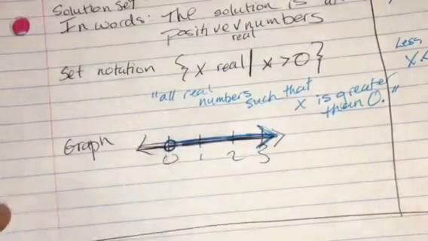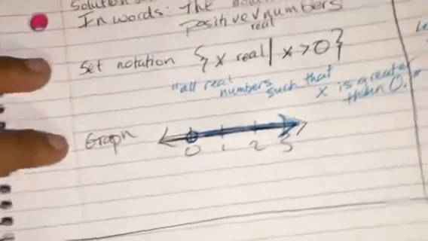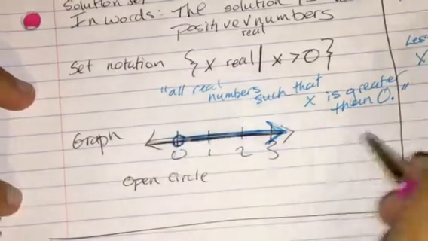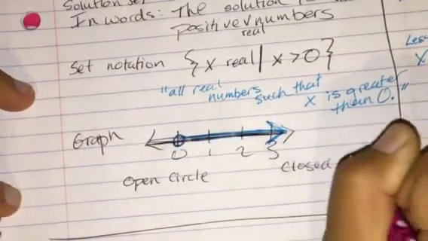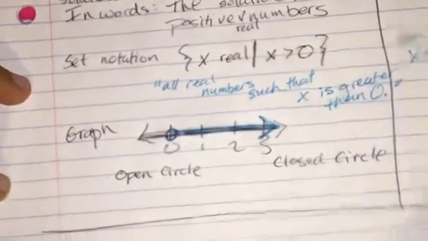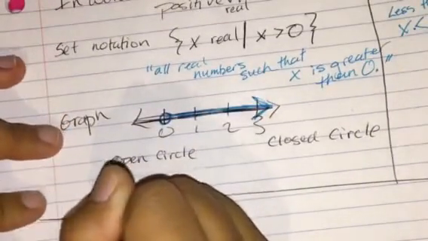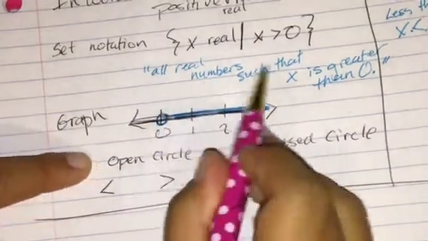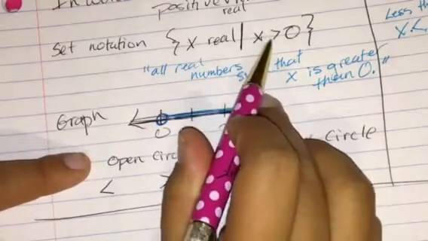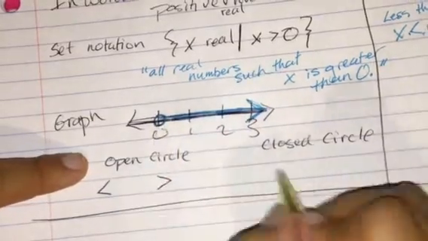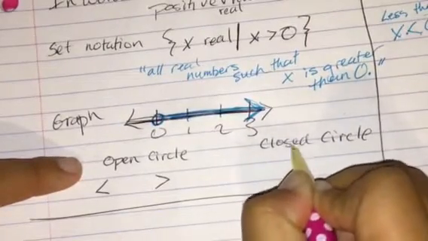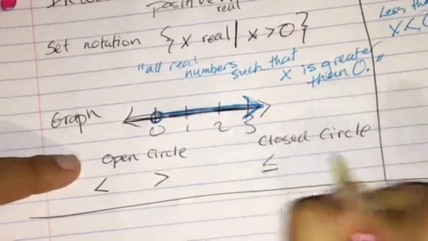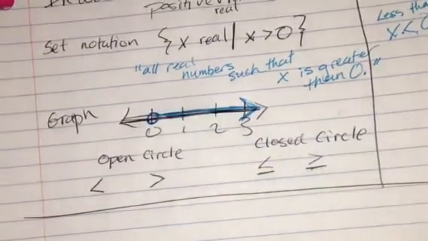Okay, so let's do this. Open notation, open circle, closed circle. An open circle goes with your less than or greater than sign. Just like here, it was a greater than sign, so it's an open circle. But if it is closed, you color in the circle, which happens when it says less than or equal to, or greater than or equal to.